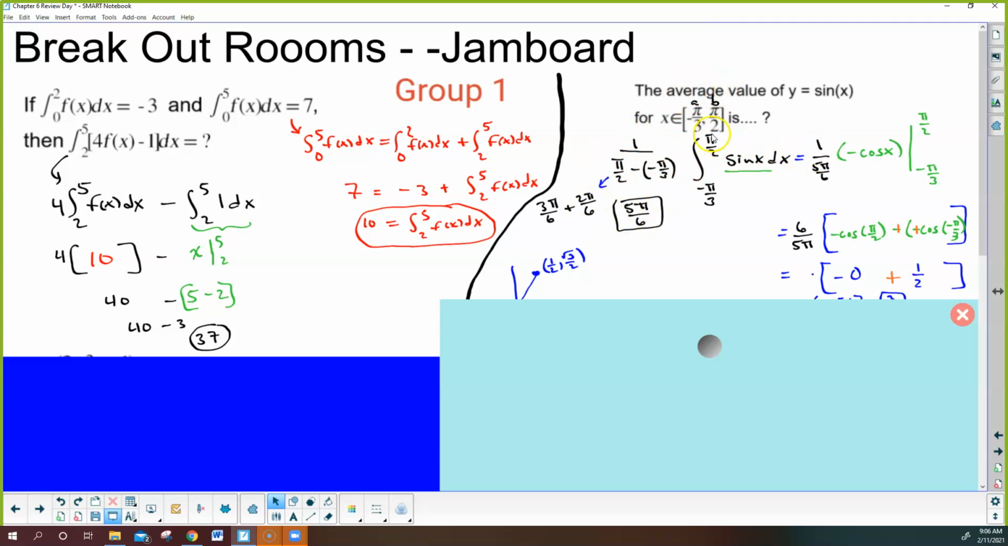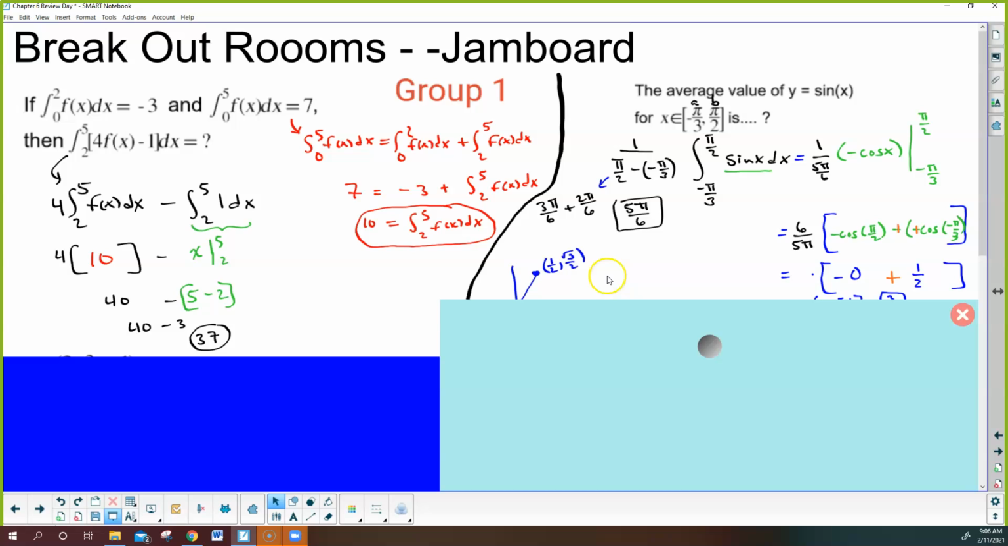The next part is evaluating the integral from negative pi over 3 to pi over 2. So whose derivative gives me sine? It's negative cosine. And then I have to evaluate it at pi over 2 and negative pi over 3. So I'm going to plug those in.